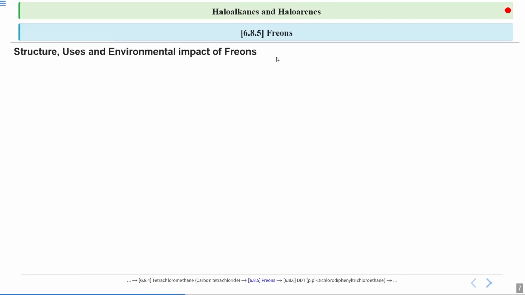Now let's talk about another polyhalogen compound, that is freons. It is section 6.8.5. Now, in the same way, let's talk about its structure, uses, and the environmental impact of freons. If we talk about its name, it is also known as chlorofluorocarbons. This is a more common name than freons. Chlorofluorocarbons is the other name of freons.